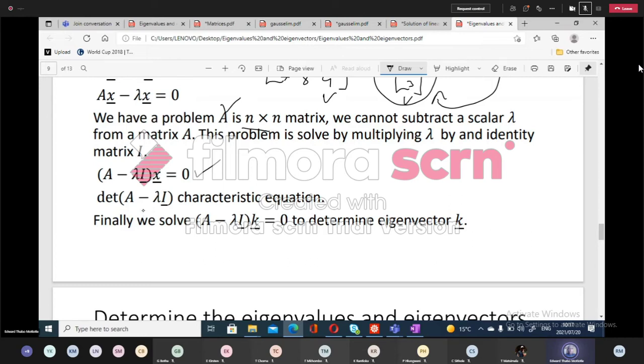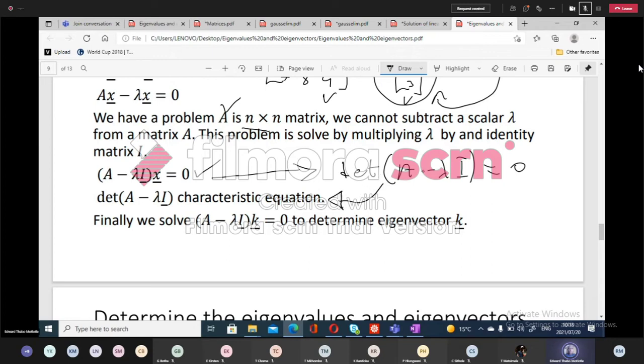Now, the determinant, this is called the characteristic equation. I think this is incomplete. It must be equated to 0. So from this step here, we move to the next step. The determinant of A minus lambda I equals 0. This is called the characteristic equation.